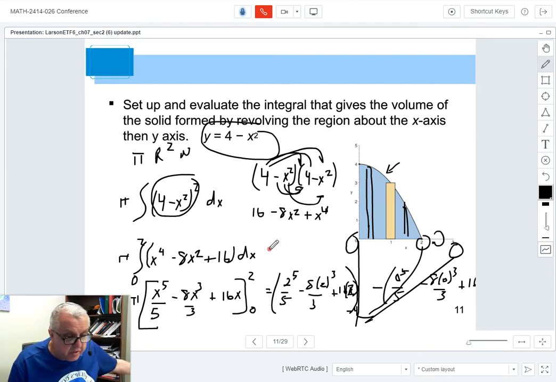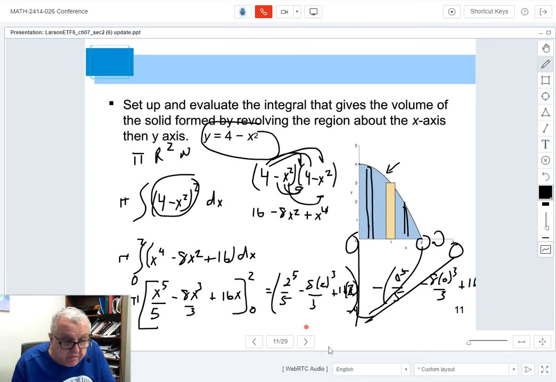And I'm going to put the other side in my calculator. 2 raised to the fifth power divided by 5. Minus 8 times 2 to the third power, that's 64 divided by 3, plus 16 times 2, 32.